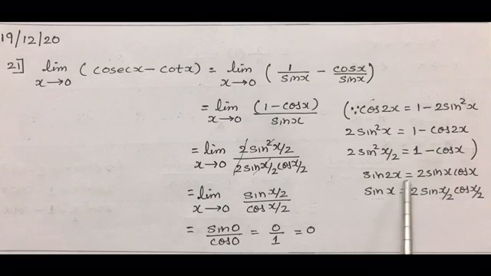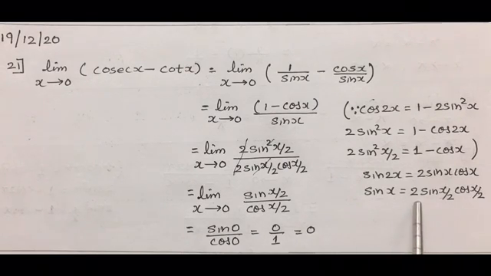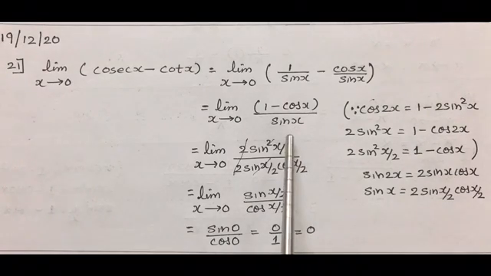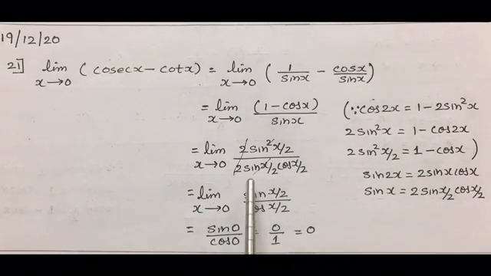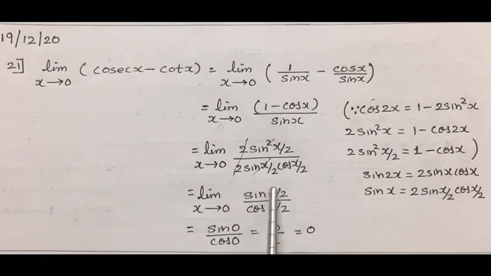Now sin 2x formula is 2 sin x cos x. So the formula of sin x will be 2 sin x by 2 cos x by 2. So in the place of sin x, keeping 2 sin x by 2 cos x by 2. Cancellation of 2 takes place and 1 sin x by 2 gets cancelled. So the remaining terms are sin x by 2 divided by cos x by 2.